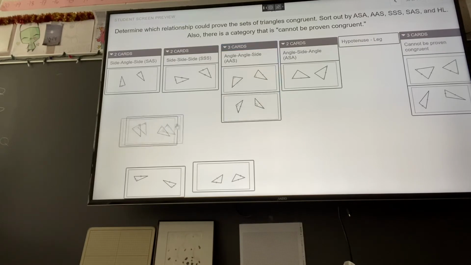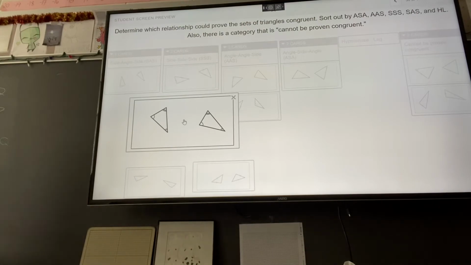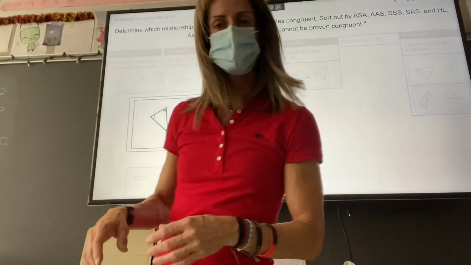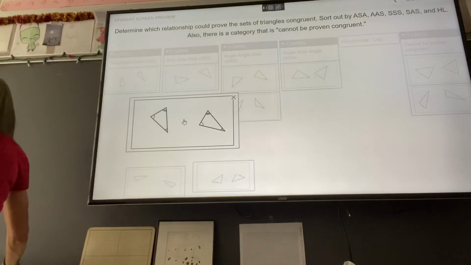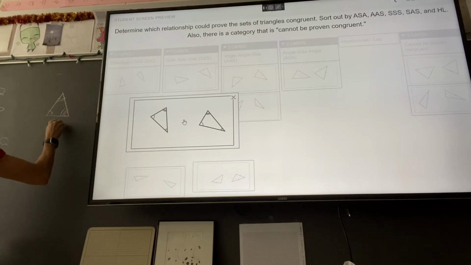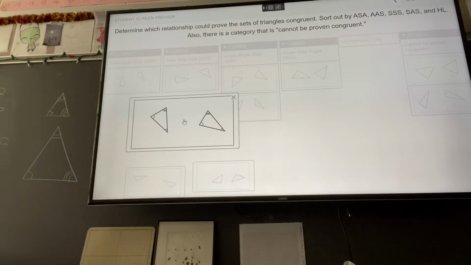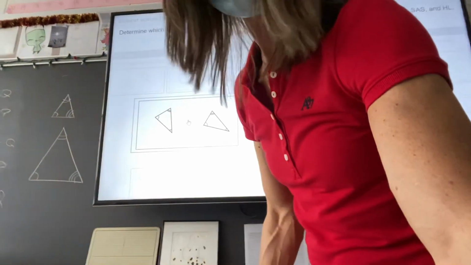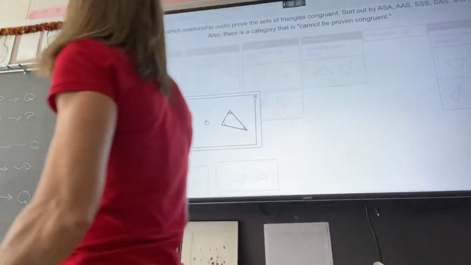Here we go. Okay. This one, I need to draw something. So these 2 triangles look congruent, but I'm about to draw you 2 triangles that are not congruent, that have 3 sets of corresponding congruent sides. Can we see them? Yeah, here we go. So take a look here.